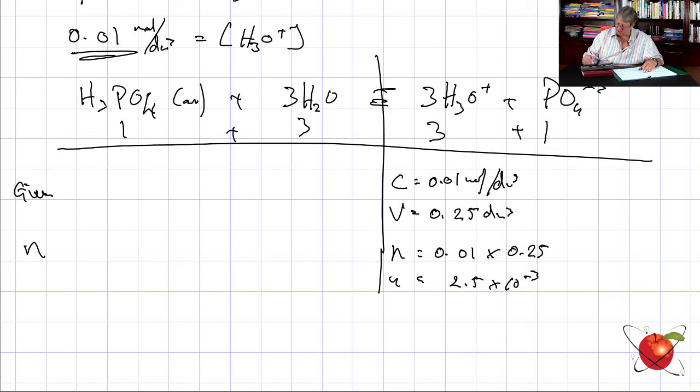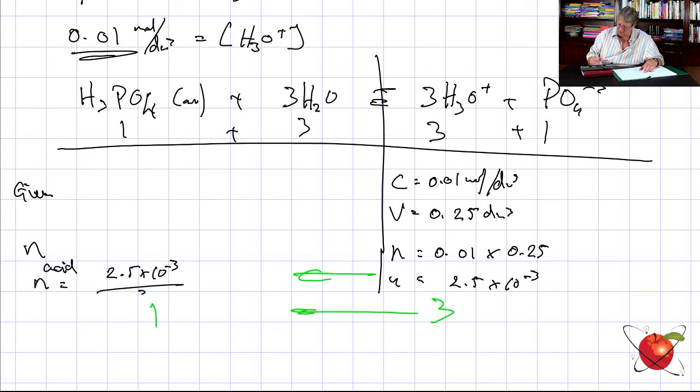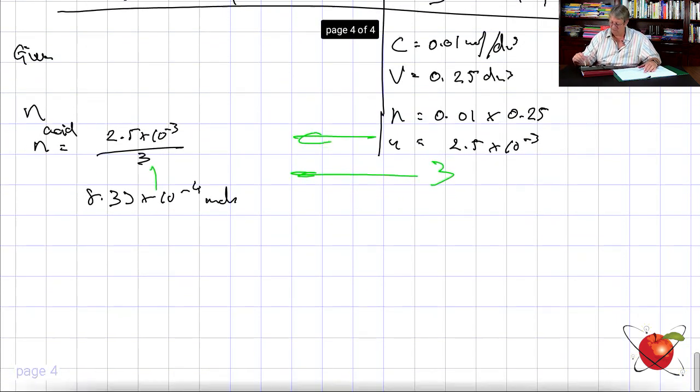Now I go to my mole hole and I say, okay, cool, now I can go through. This reacts in the ratio 3:1. Therefore, how many moles of H3PO4 did I need? Number of moles of acid is going to be 2.5 times 10 to the minus 3 divided by 3, which turns out to be 8.33 times 10 to the minus 4 moles. That's how many moles of acid I needed.